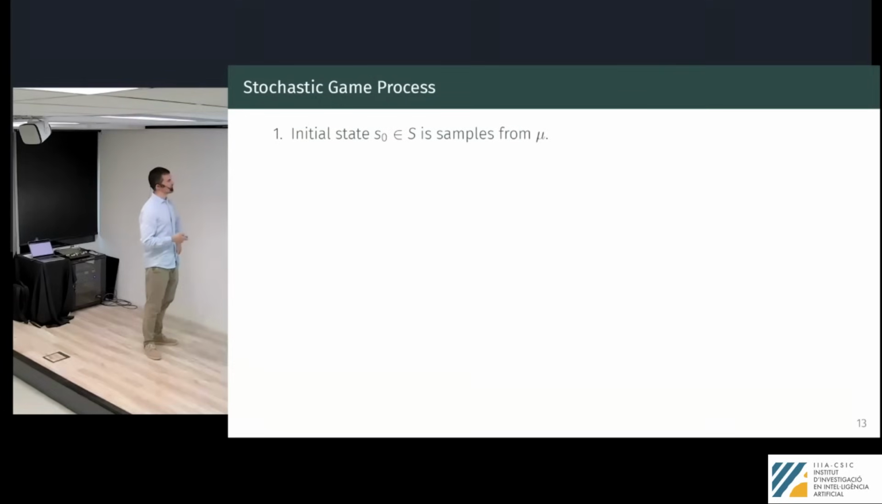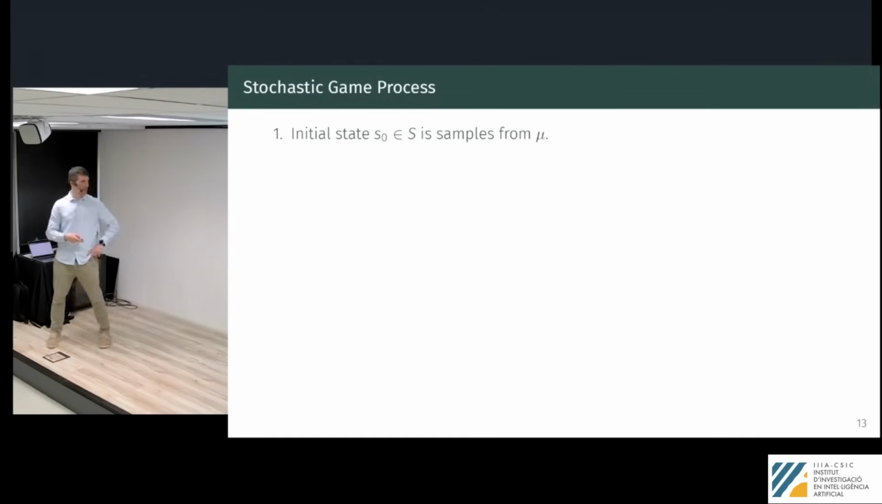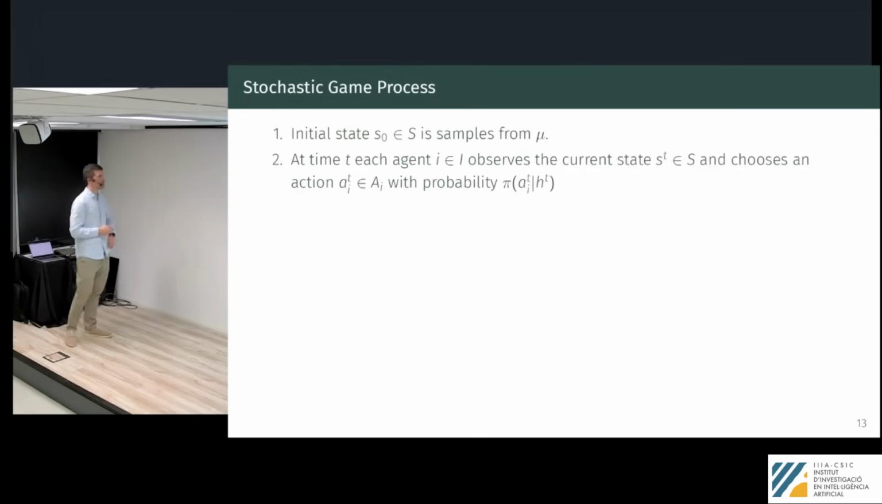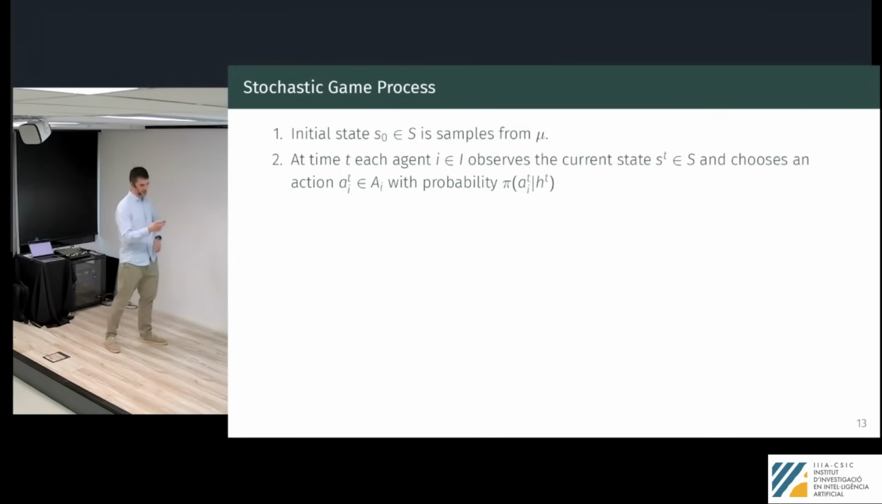All right, so let's look at this stochastic game as a process and go through this step by step. First, we have an initial state, which is sampled from the initial state distribution. And then at every time step t, every agent observes the current state. Like in the MDP, we're assuming that we get to observe the full thing. And then every agent chooses an action from its action space with a probability that's defined by its policy, which is conditioned on the history.